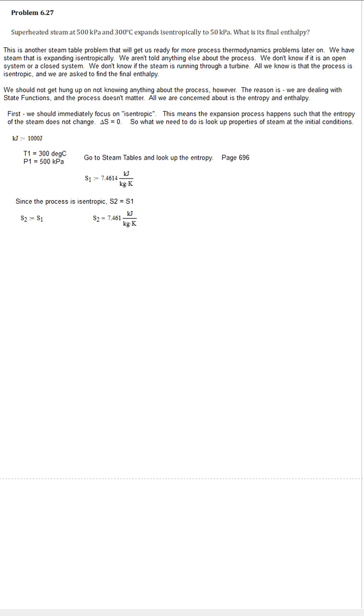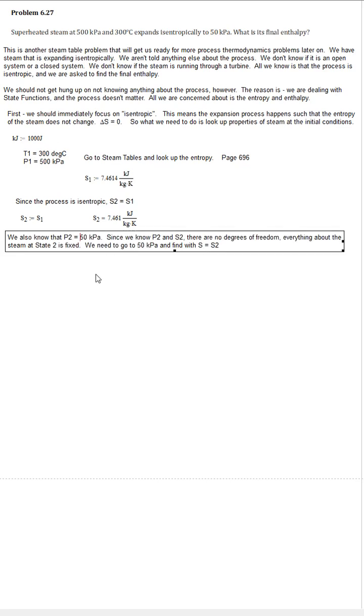Now, we're asked to find the final enthalpy. So how do we do that? Well, this actually takes advantage of some information that we probably really haven't talked about explicitly, and you've probably forgotten, but the Gibbs phase rule.